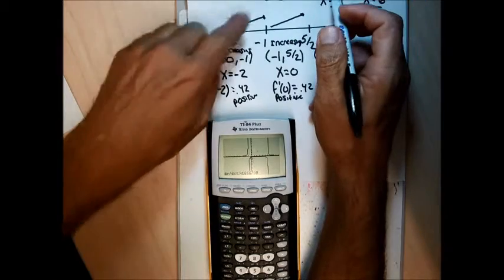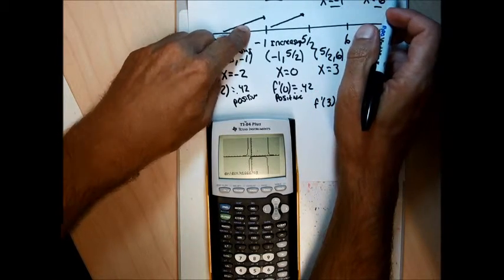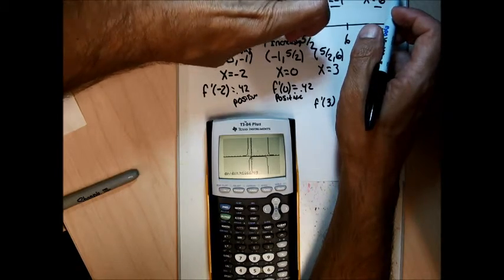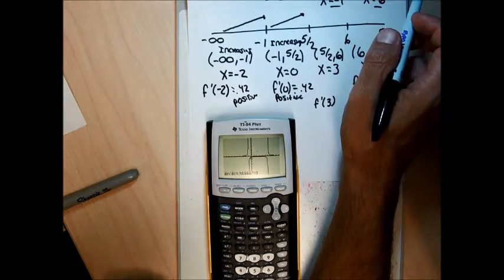And at x equal to -1, I don't get a maximum or a minimum because you have to have intervals with different directions next to each other. Two increasing intervals don't produce a maximum or a minimum.